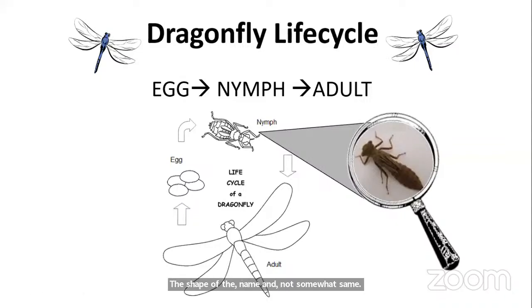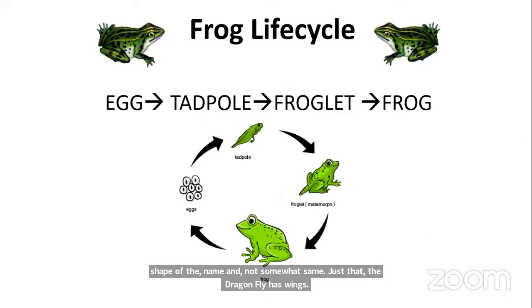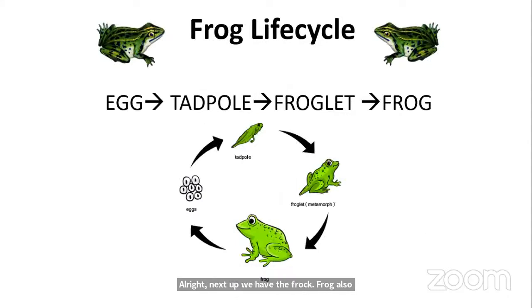All right. Next up, we have the frog. Frogs also go through 4 different stages. We have the egg, tadpole, froglet, and frog. The froglet and frog are somewhat the same, but the tadpole is different because a tadpole has a tail and doesn't have legs. Whereas in a froglet, the legs begin to grow and it subsequently becomes a frog.